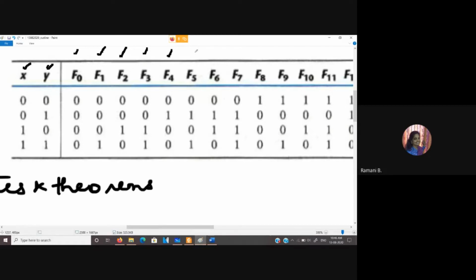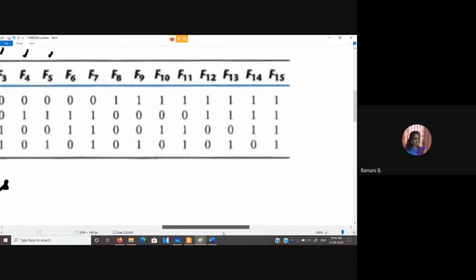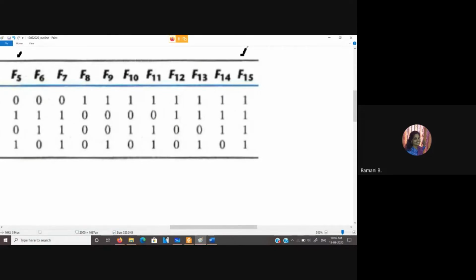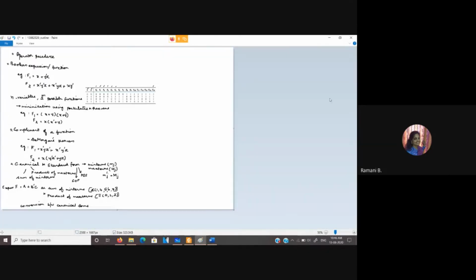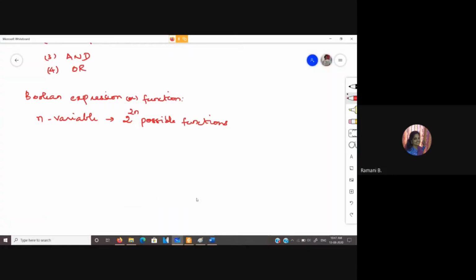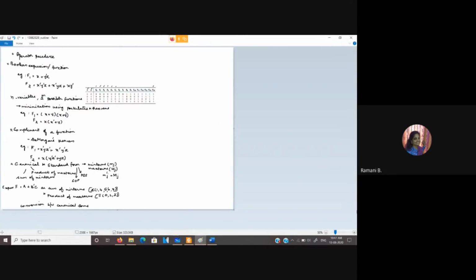Then for f5, the value is equal to 1 for x is equal to 0, y is equal to 1, and x is equal to 1, y is equal to 1. So this can be said to be f5 is equal to y. Likewise, you could give the value for all of these. And with f15, all the values are 1, so the function value is equal to 1. That way you could give it for all the functions. So that is about n variables having 2 power 2n possible functions.